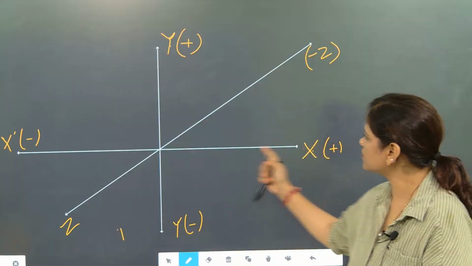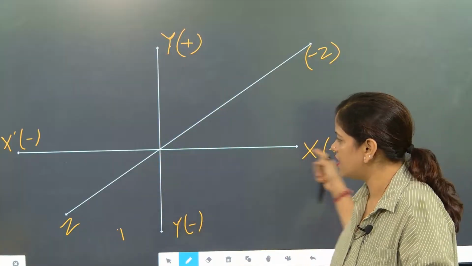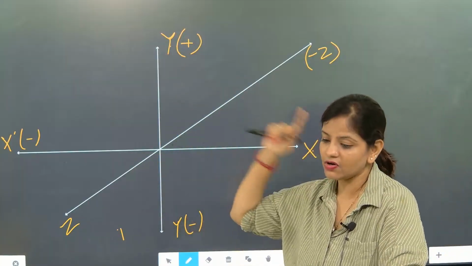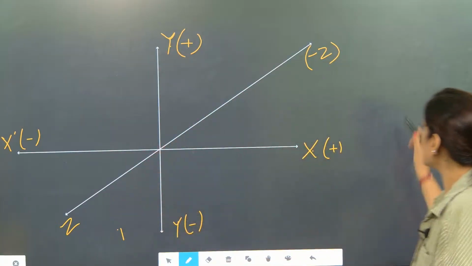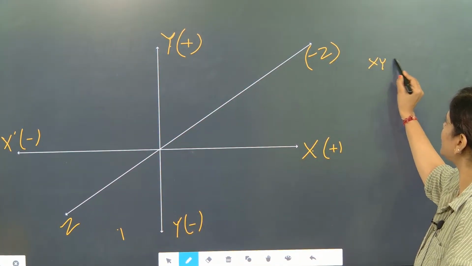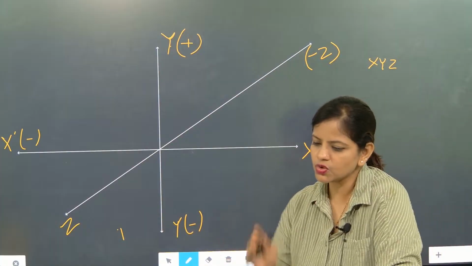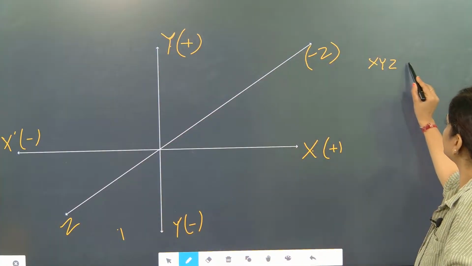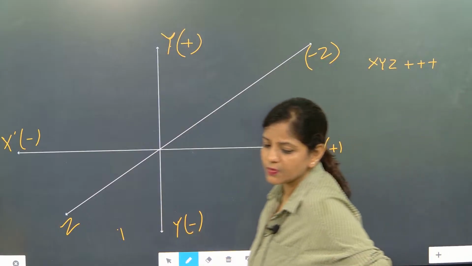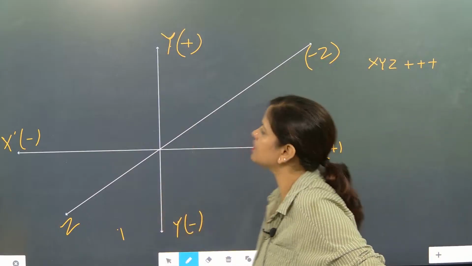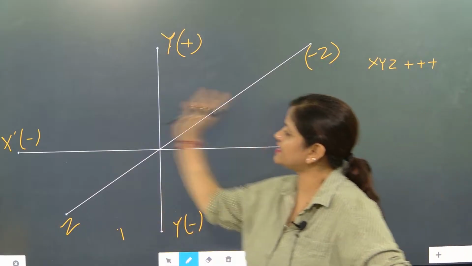When I'm taking this first room, this is the first octant. I will not say quadrant, octant. So in the first octant, x, y, z, no dash is there, so all three are positive. Understood? Whatever numbers I am going to take, all three numbers are going to come as positive.